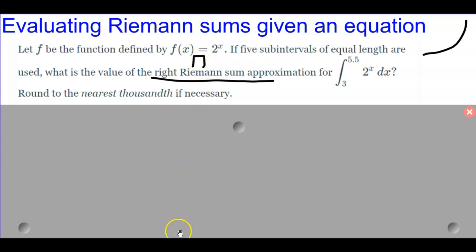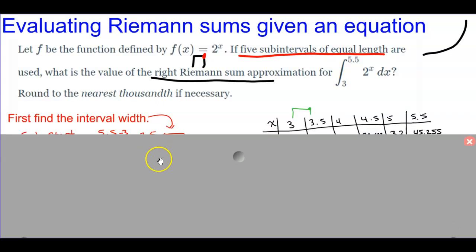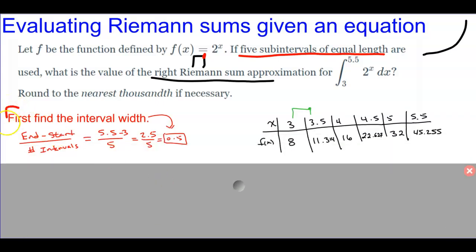So I think about that. If I'm going to draw right rectangles, I'm going to use the right endpoint. First thing we need to do is figure out the 5 equal length subintervals. So how do we do that? Well, the first thing we're going to do is find the interval width.